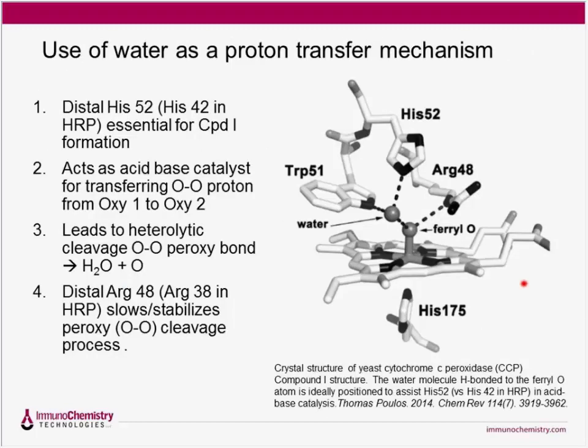This is a close-up 3D view of how water participates in the proton exchange, transferring protons within this peroxyl linkage from oxygen 1 to oxygen 2. This diagram was acquired because the researchers were looking at cytochrome c peroxidase, which has essentially identical catalytic site, but the amino acid numbers are different. So in this case, in the yeast cytochrome, this is histidine 52, but it does the same thing as the histidine 42 in the peroxidase enzyme.